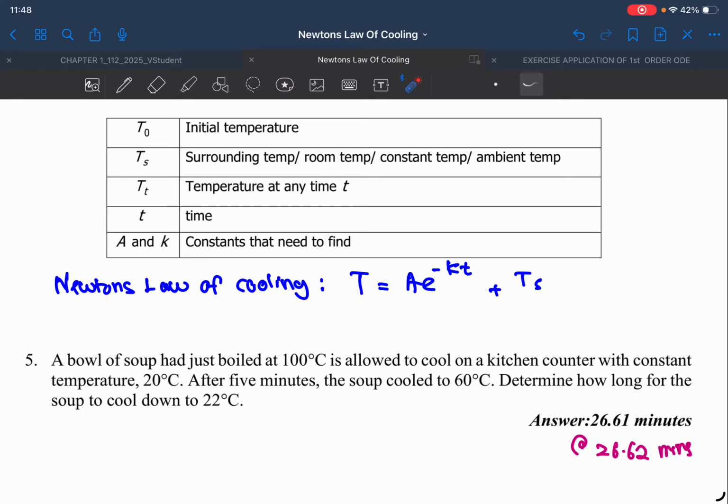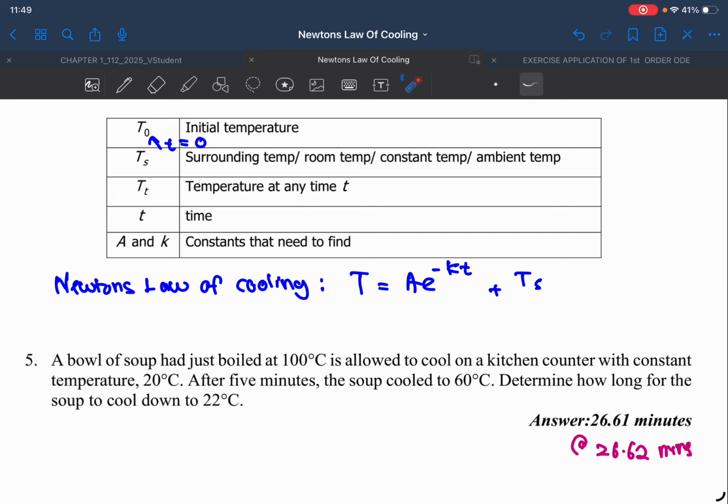Before you solve the case study or the problem statement, you have to determine the value for the initial temperature, which is T naught. Naught here represents the time equal to 0, and TS represents the surrounding temperature. T with the small t represents the temperature at any time t.